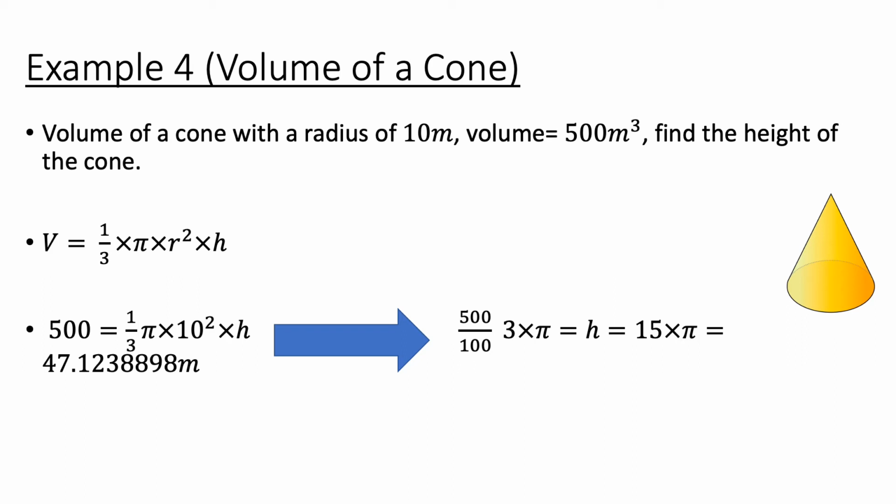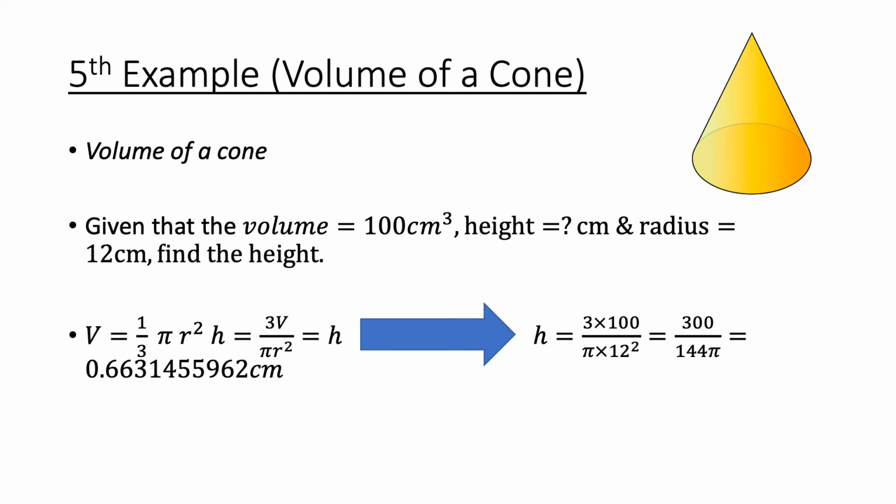So I got 500 over 100, which is 5, times 3, is 15 times pi, which gives me h. So multiply by 3 here and then divide by 100. It should be 15 times pi, which is equal to 47.1238898 meters. Remember that the height here is just units. If it's height, length, or radius, it's always just units. And that is my cone, guys.